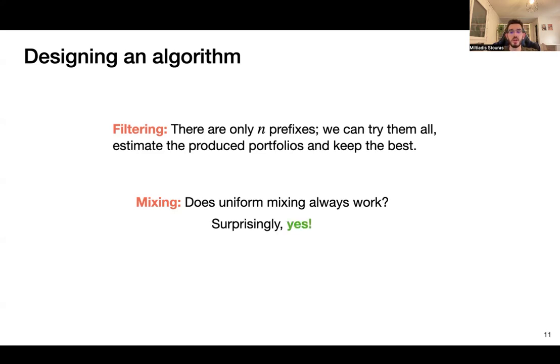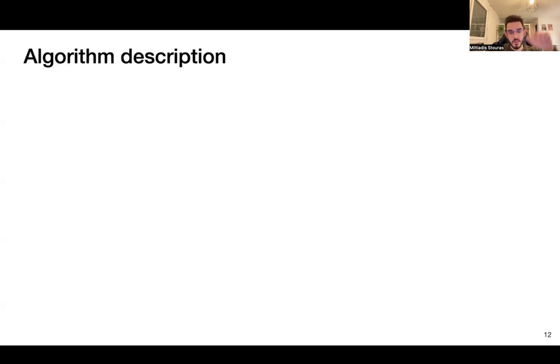Surprisingly, we saw that uniform sampling always works. So we proved that there always exists a prefix of the ground set, so a subset of the ground set, where uniformly randomly sampling your solutions will yield a portfolio that is nearly optimal. So having these two ingredients, our algorithm now is the following, right?